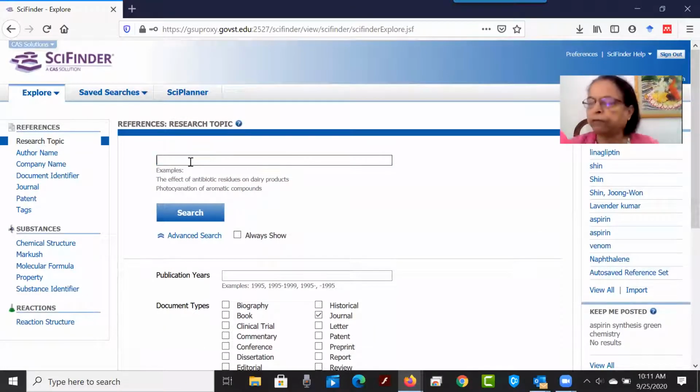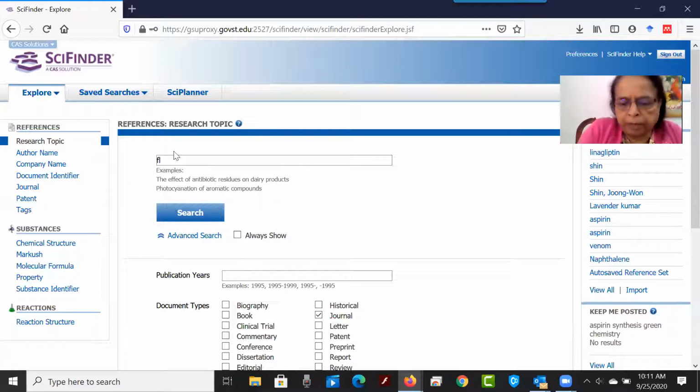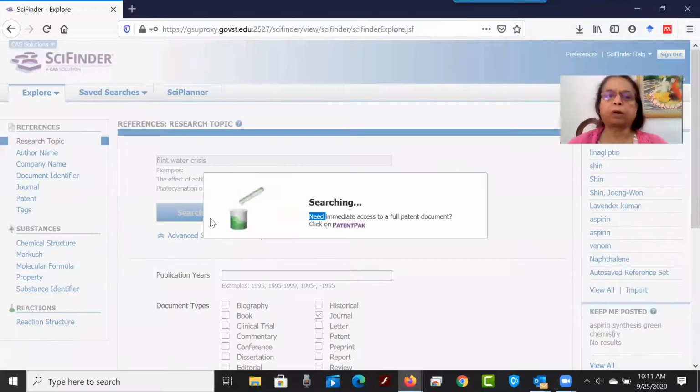And just to give you an example, since you're going to be doing the search on Flint water crisis, you can start here. I'll teach you how to use Flint water crisis. You just type it the way you are speaking, natural language, okay? And see what happens. Okay? And this is what it will bring up.